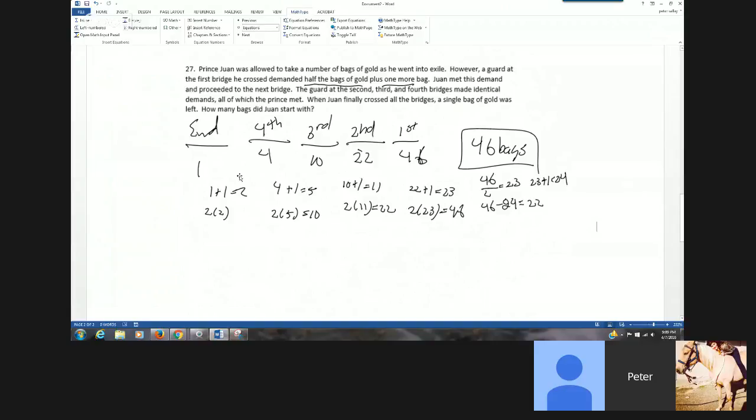And so thinking of a process, how do we go from 1 to 4? Well, if we add 1 and then double it, we get 4. So let's try that each time. We take the 4, add 1, that's where we get the 5, and then we double the 5 and get 10. So at the 3rd bridge, you must have had 10. And repeat, add 1, and then double. So now we're at 22. Add 1, and double, and that puts us originally at 46. So he must have had 46 bags to start off with in order to do this particular pattern.